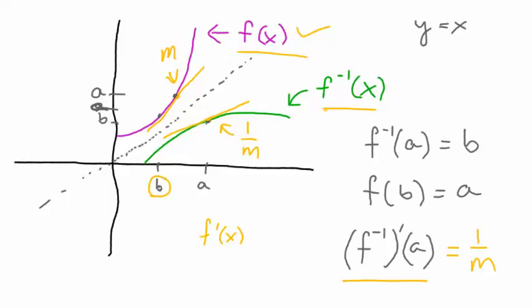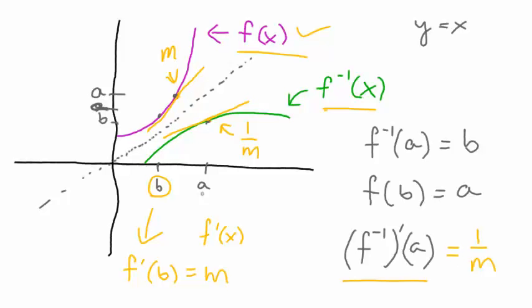And once we find b, then we can take b and plug it into the derivative. So let me just rewrite this over here. This is f prime of b, and f prime of b is m. F prime of b is actually m. And then once we know this, we'll know what this is right here. It's 1 over m, you see. So all we need to do is find the slope of this tangent line.